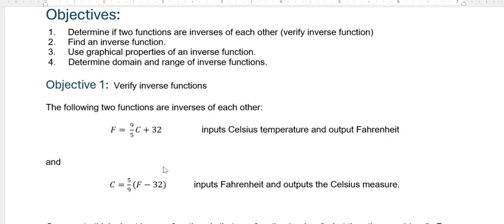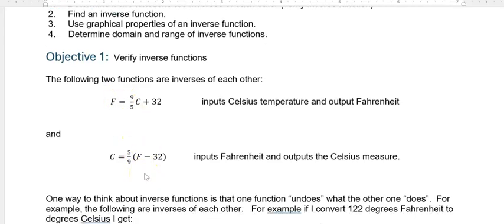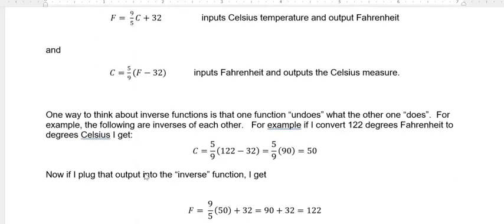Let's take a look at what it means to be inverse functions. One way to describe them is that one function undoes the other. So let's say I plug in a certain temperature in Celsius into this function, input C, output F. I get that output and run it through the other one. What will happen? Well, I should be right back where I started. For example, let's take 122 degrees Fahrenheit. That's pretty warm. 122 degrees Fahrenheit.